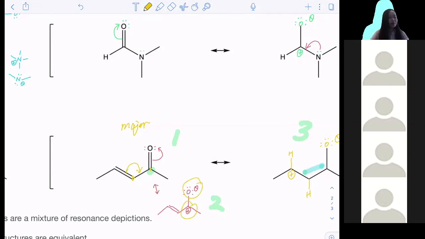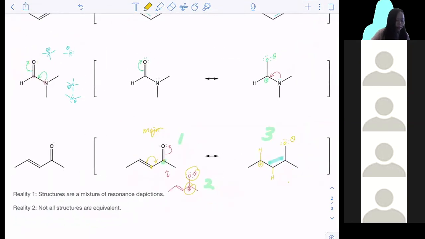I'm not borrowing money from others, and I don't owe someone money. So that's the most comfortable way for each atom to be. This is going to be the major structure, and this is going to be the minor. The same one here, the minor. But it's not always going to be the same case. We're going to talk about an exception next week.